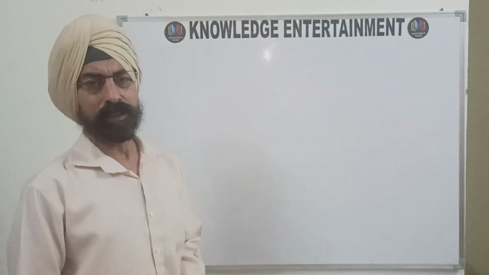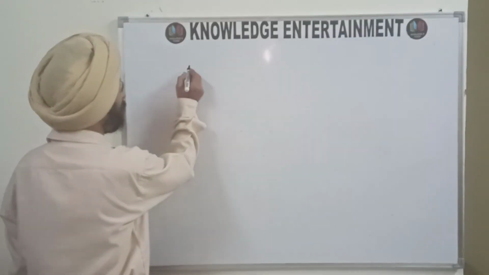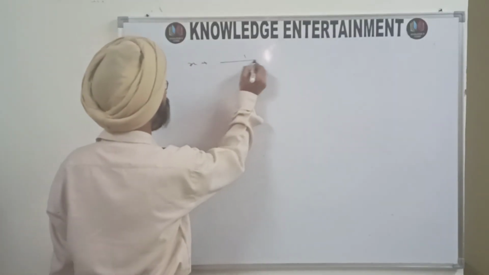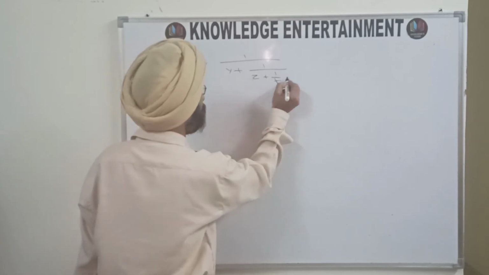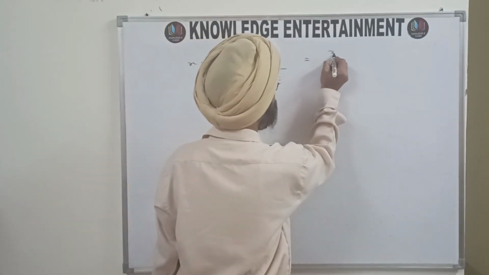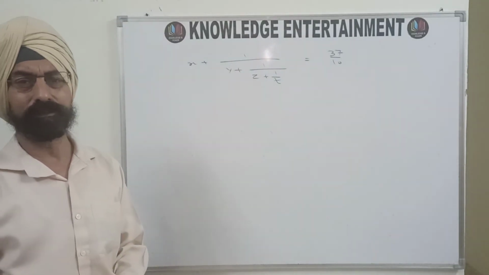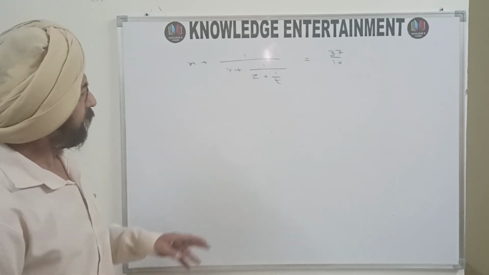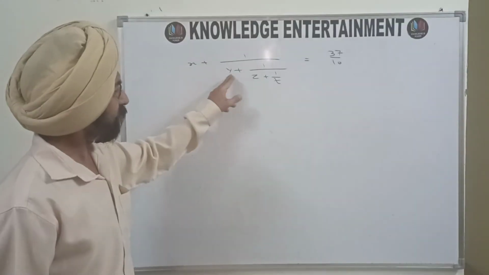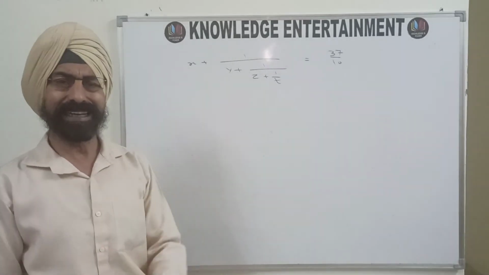For example, suppose in your examination there is a question which says that x plus 1 upon y plus 1 upon z plus 1 upon t is equal to 37 upon 10. Find x, y, z and t. That is nothing to worry about. Here x, y, z, t are integers. It will be given to you that x, y, z, t are integers.